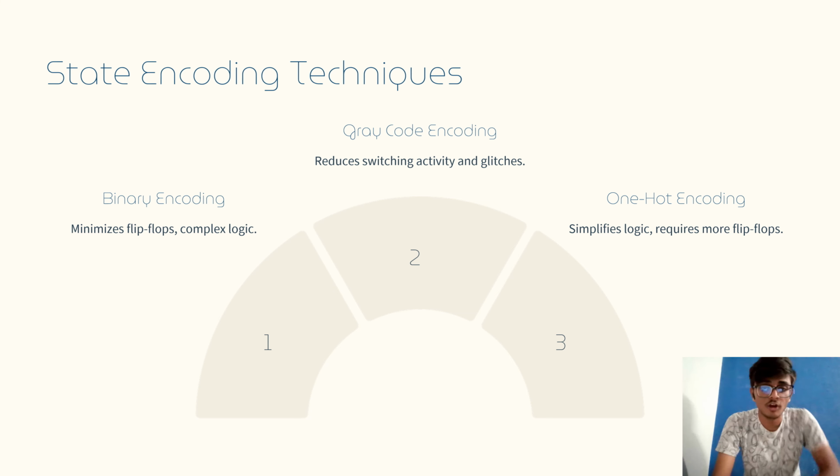The topic is state encoding techniques. There are three types of state encoding techniques. First is binary encoding, minimizes flip-flops and complex logic. Second is gray code encoding, reducing switching activities and glitches. And third one is one-hot encoding, simplifies logic, requires more flip-flops.